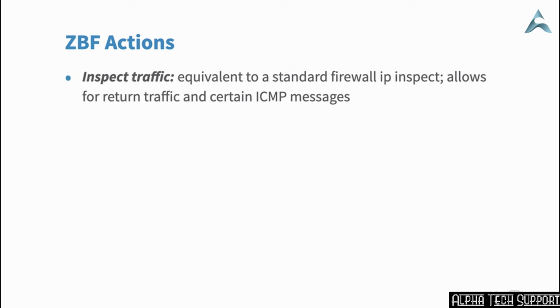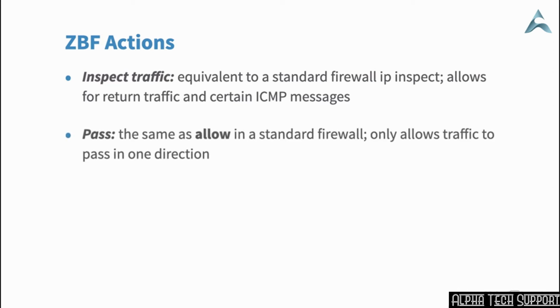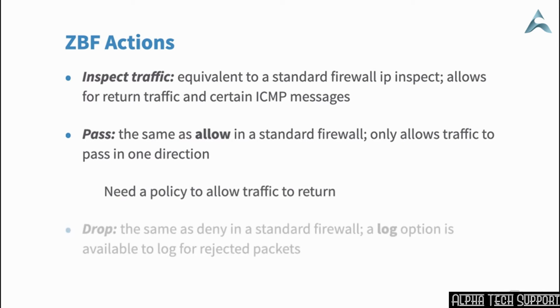Inspect traffic is equivalent to a standard firewall IP inspect command. It automatically allows for return traffic and certain ICMP messages. Pass is the same as allow in a standard firewall. Pass only allows traffic to pass in one direction. Because the zone-based firewall doesn't track the state of connections, there must be a policy to allow traffic to pass in the opposite direction. Drop is the same as deny in a standard firewall. A log option is available to log rejected packets.